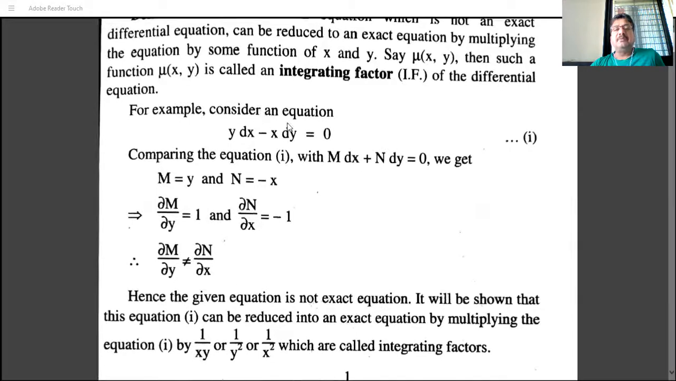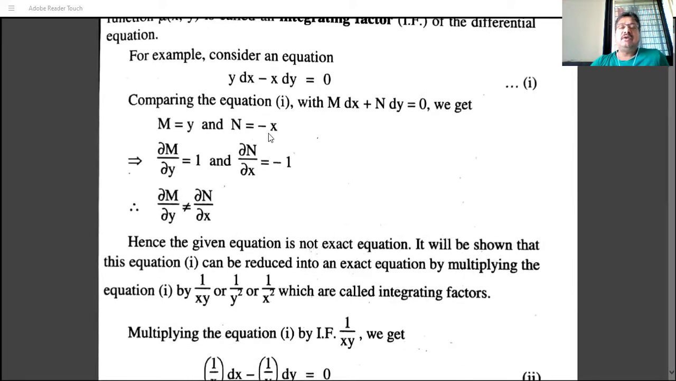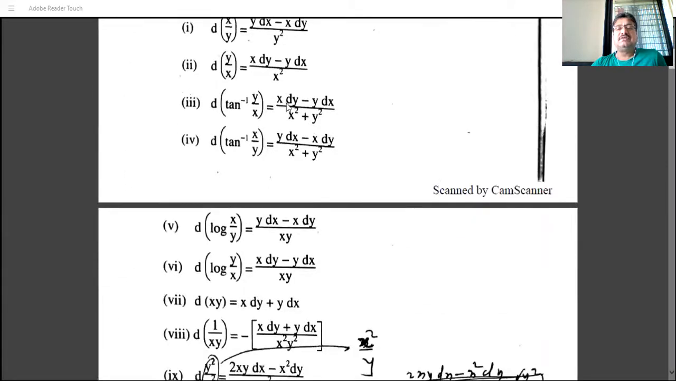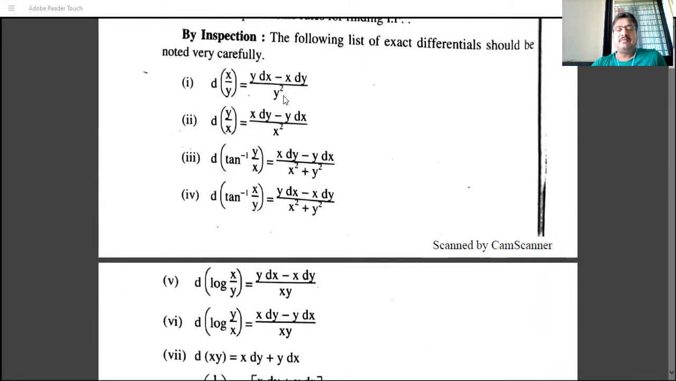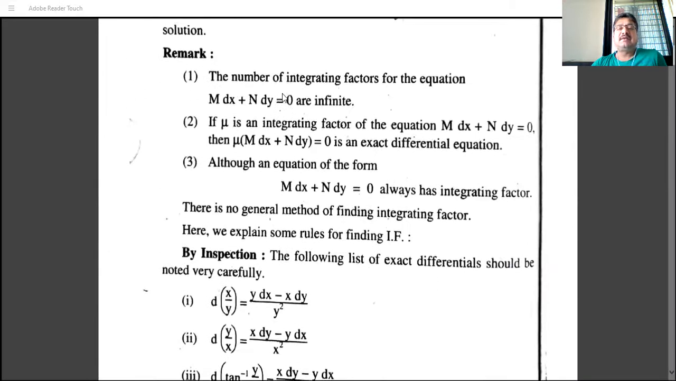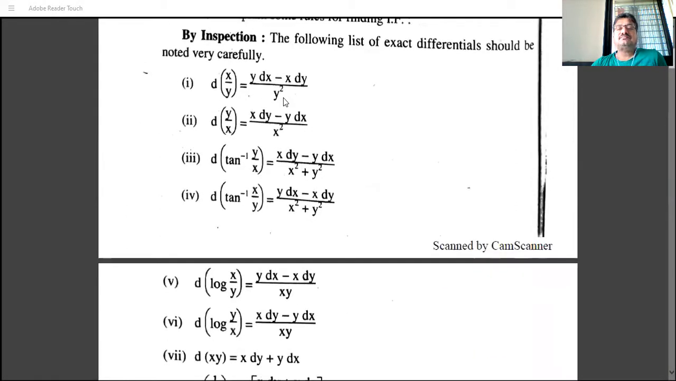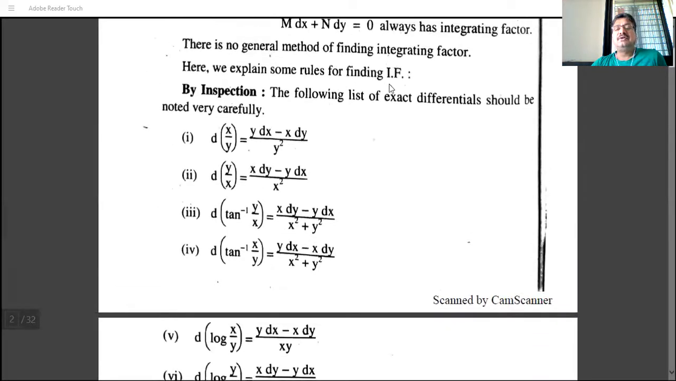So if you observe the problem, y dx minus x dy is equal to 0. This is not an exact differential equation, but what is the integrating factor? It is 1 by x square or 1 by y square. By using this, we can observe that 1 by x square or 1 by y square is the integrating factor. So we can judge the integrating factor from these rules, these notes.